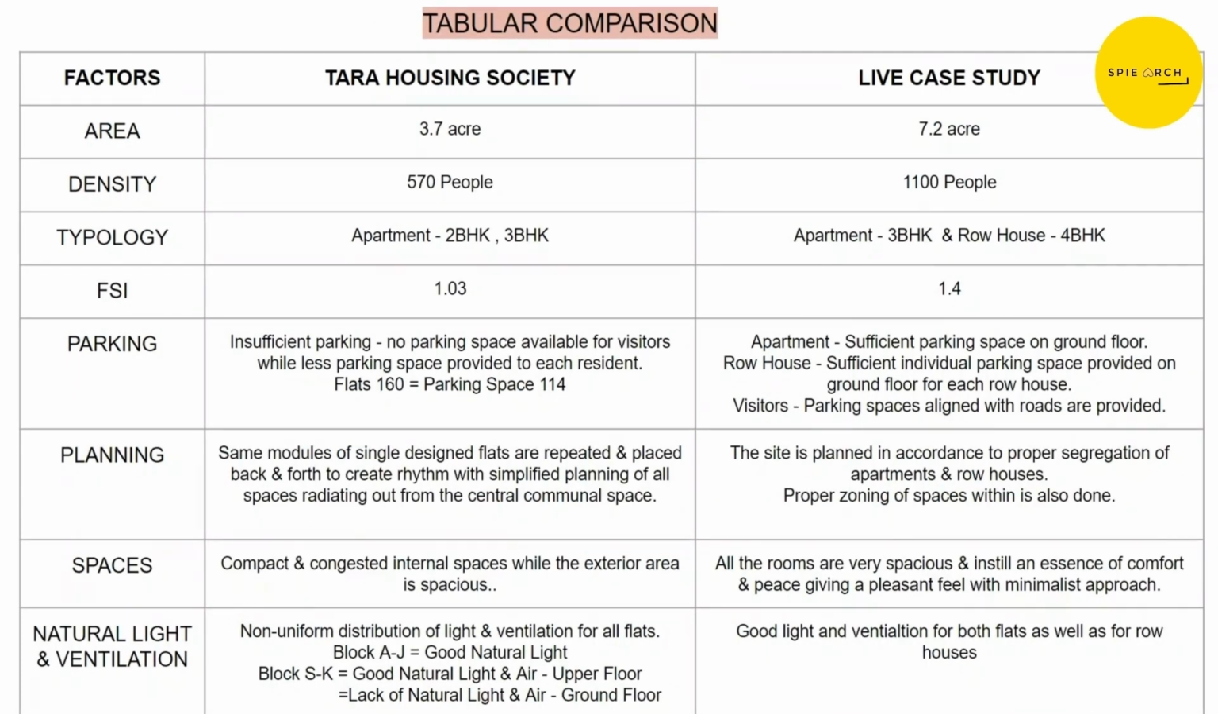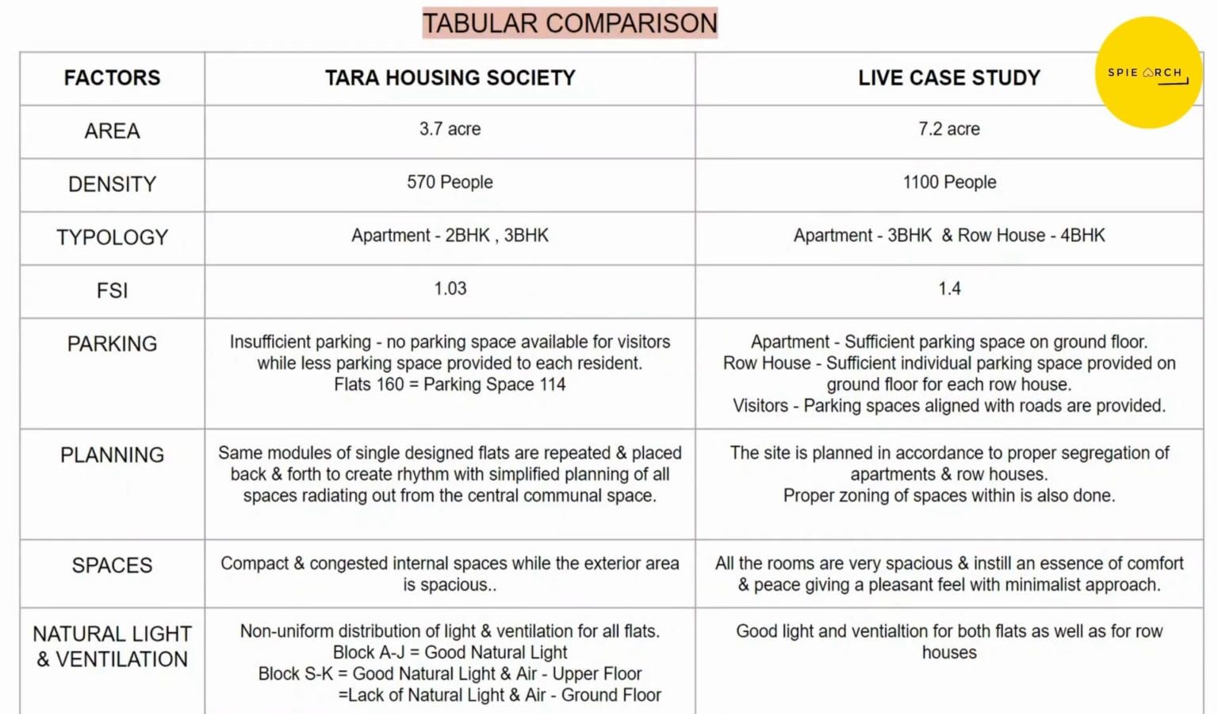This is the tabular comparison for Tara housing and the live case study that we did. The areas of both the projects are 3.7 acres and 7.2 acres respectively. The density is 570 people in Tara housing and around 1100 people in the other. Tara housing has apartments with 2 BHK and 3 BHK, while the other has apartments of 3 BHK and a row house with 4 BHK. The FSI is 1.03 and 1.4 respectively. Parking is inadequate in Tara housing and more than sufficient for the other project.